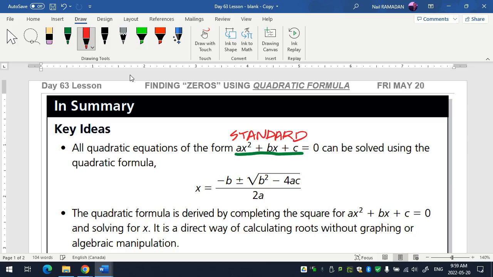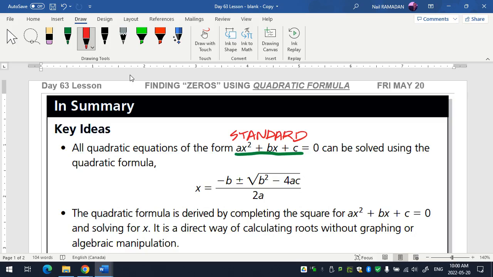To use today's formula, everyone, you have got to put it in what form? Standard. For the last few days, we did not put it in standard. We kept using the one with the brackets, factored form, for 3 days straight. Today we use standard. I'm going to show you why. It can be solved using this.